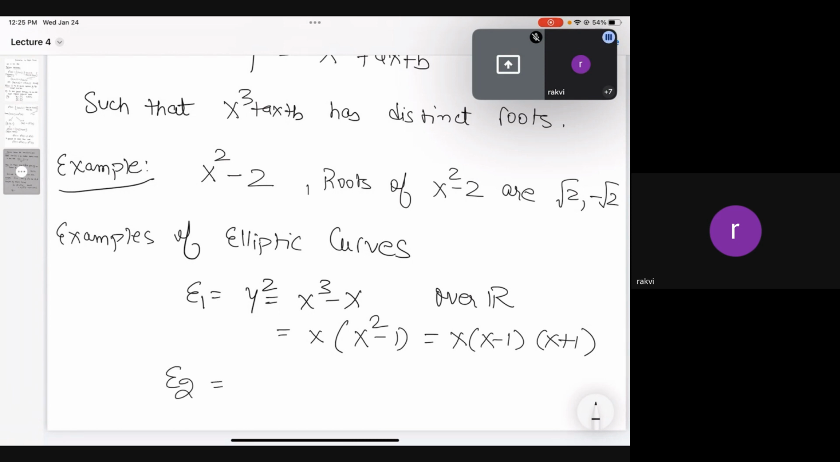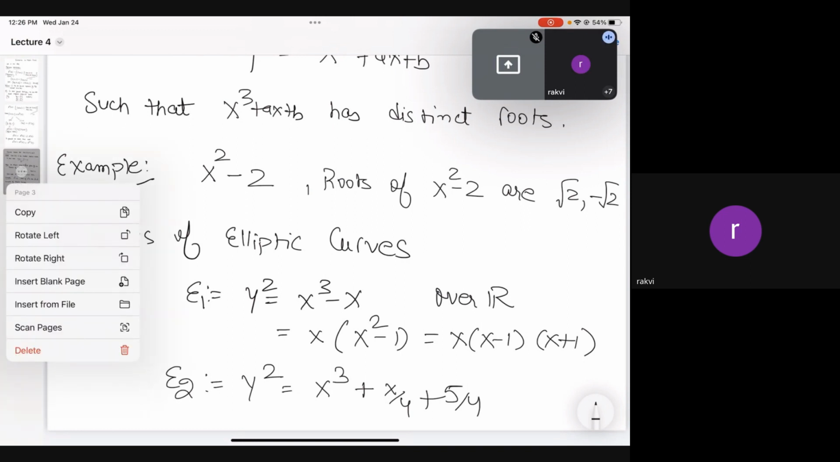Second example would be y square equal to x cube plus, let me use the one from the textbook because I don't want to mess up the pictures that I want to show. So this one, right? x cube plus x over 4 plus 5 over 4. I don't want to compute the roots right now because it's not easy to do by hand, but you can check that they're distinct.